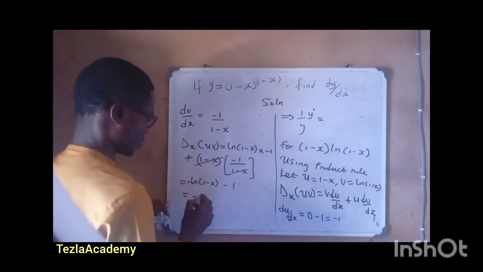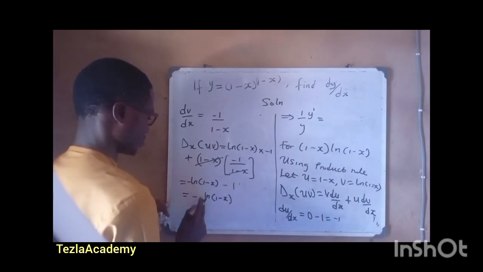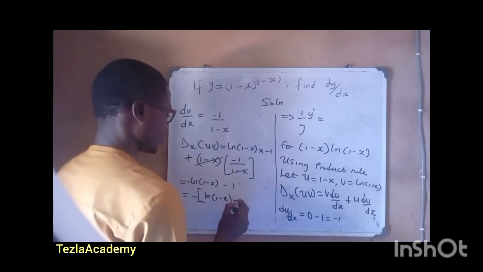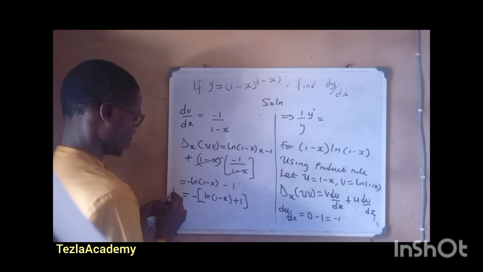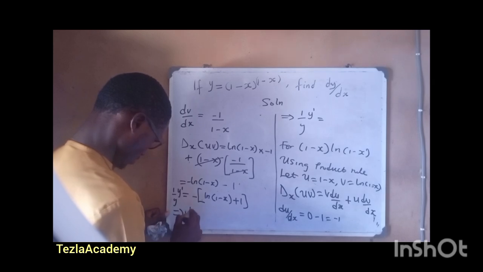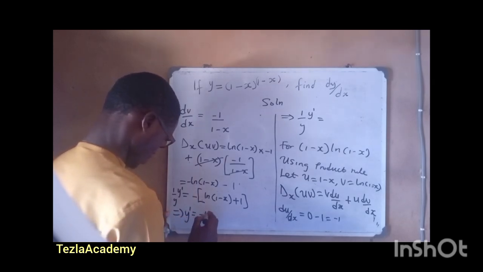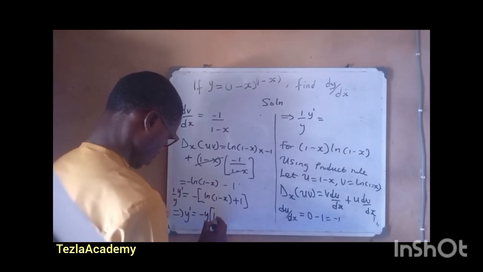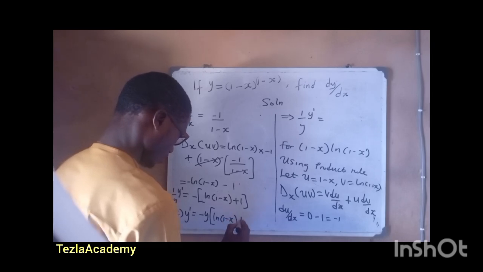So this means we have minus open bracket, ln(1 minus x), plus 1, close the bracket. Remember that what we had on that side was 1 over y times y prime. So I want to make y prime the subject of the formula. y prime is equal to minus y, then ln(1 minus x) plus 1.